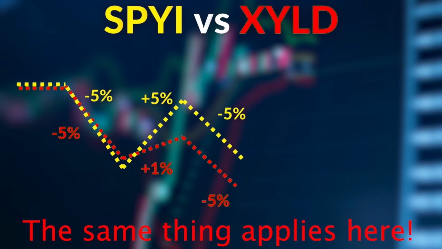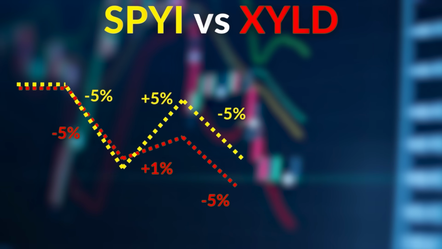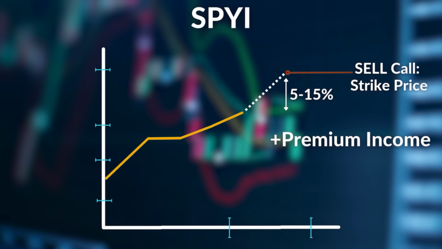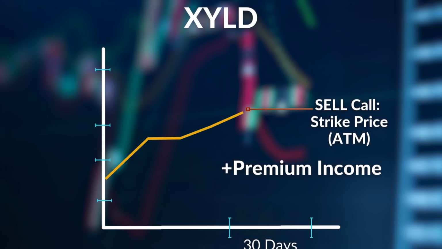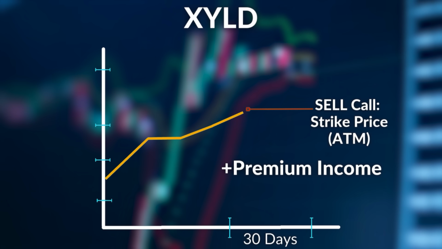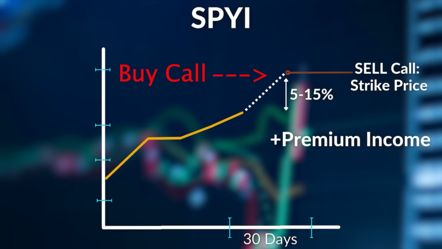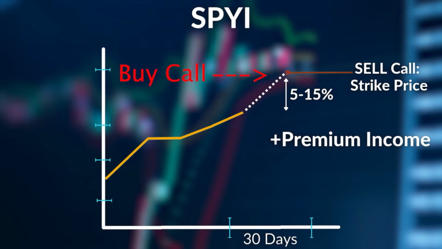This exact same concept applies to other popular high-income ETFs like SPYI and XYLD, where SPYI sells out of the money call options on the S&P 500 index every month, but XYLD sells at the money call options. And SPYI does use an extra strategy where it purchases call options to boost total returns, but I will go over that in detail in my next video.